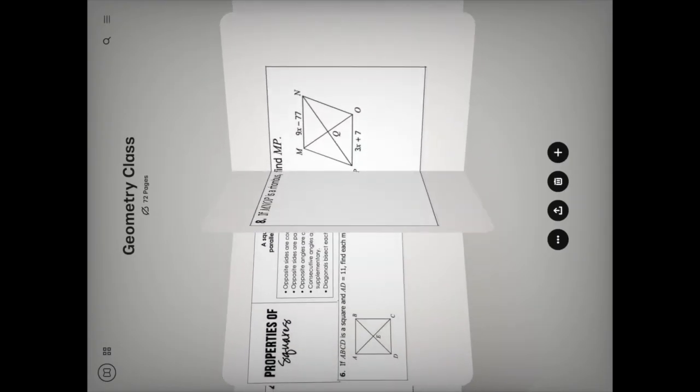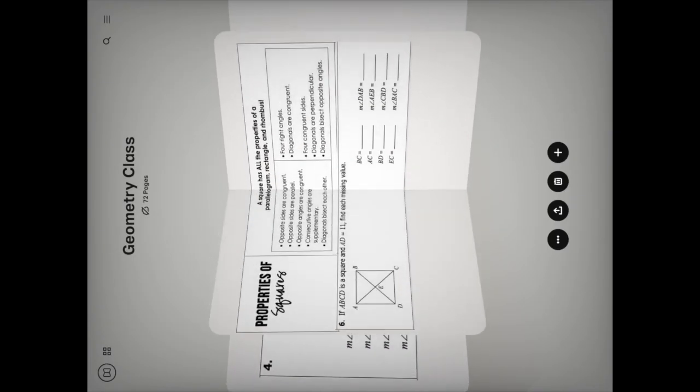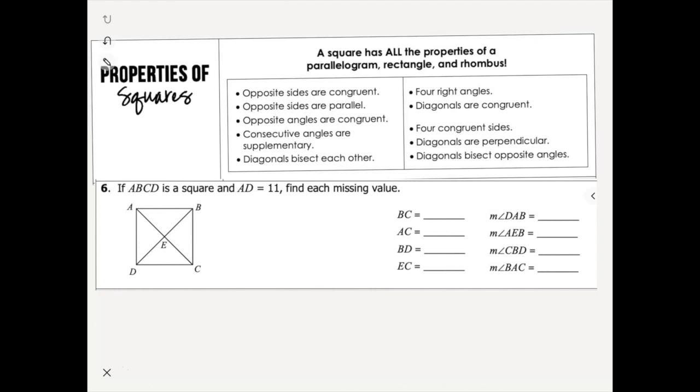Let's move on to the properties of squares. So a square has all of the properties of a parallelogram, a rectangle, and a rhombus. So opposite sides are congruent. 4 congruent sides. Diagonals bisect each other. Diagonals are congruent. Consecutive angles are supplementary. All of these properties apply to a square.